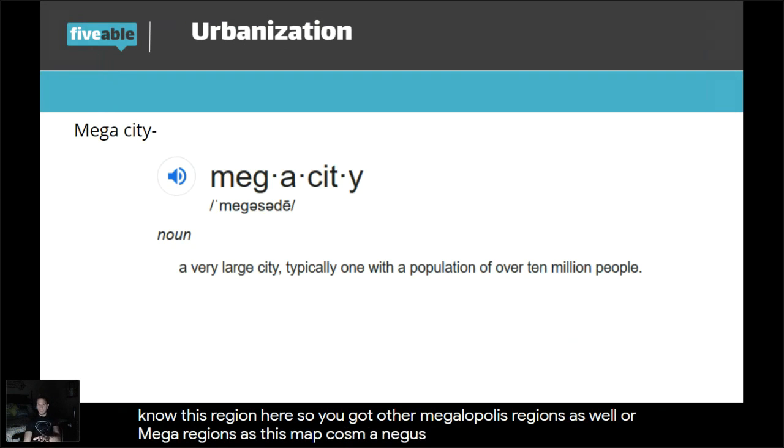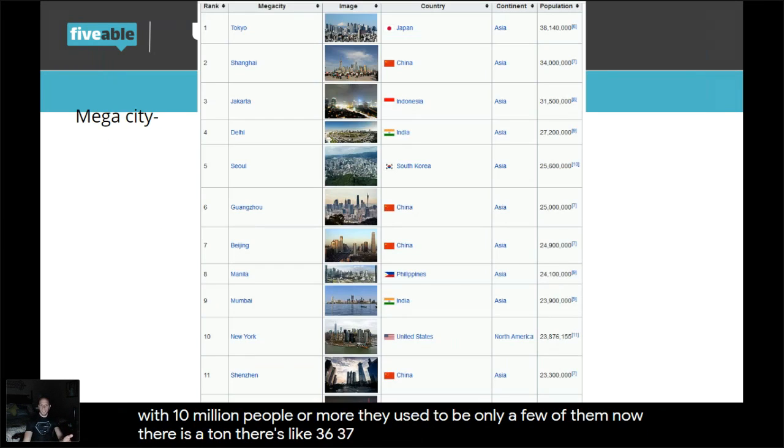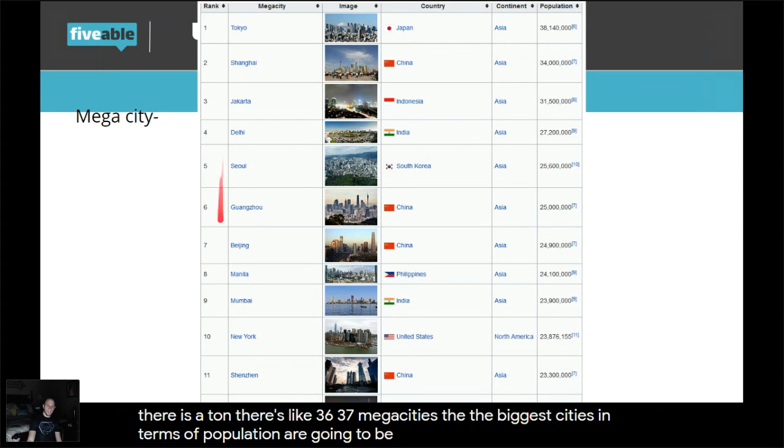A mega city is simply going to be any city with 10 million people or more. There used to be only a few of them. Now there is a ton. There's like 36, 37 mega cities. The biggest cities in terms of population are going to be these right here. Okay, so these are the top 11.